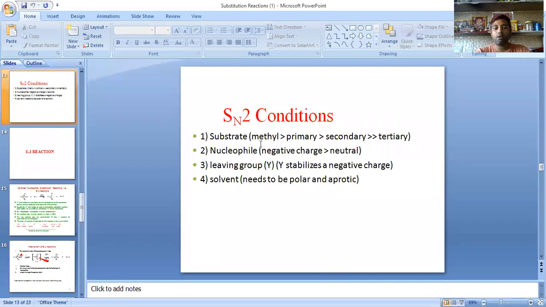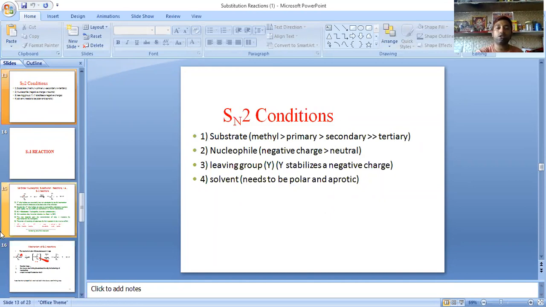Under SN2 conditions, for the substrate, methyl is more reactive than primary alkyl halide. The primary alkyl halide is more reactive than the secondary alkyl halide, and the secondary alkyl halide is more reactive than the tertiary alkyl halide. For the nucleophile, a negative charge is more reactive than neutral. The leaving group stabilizes a negative charge. The solvent must be polar and aprotic.